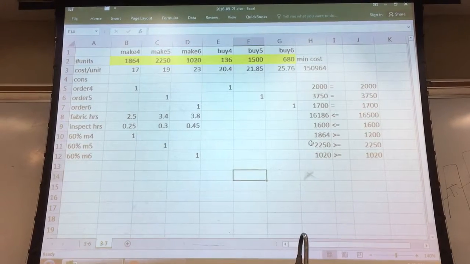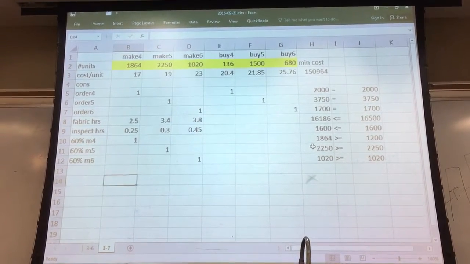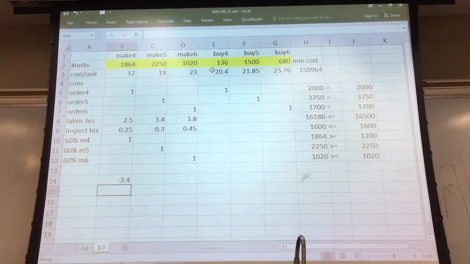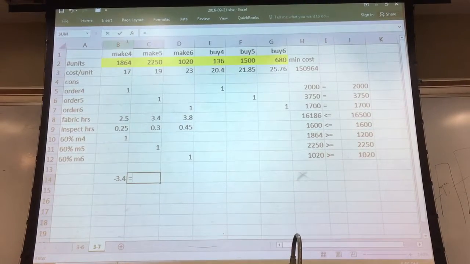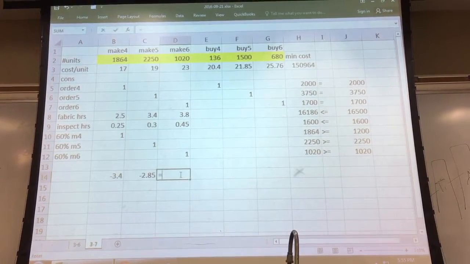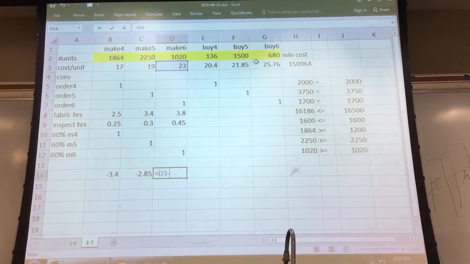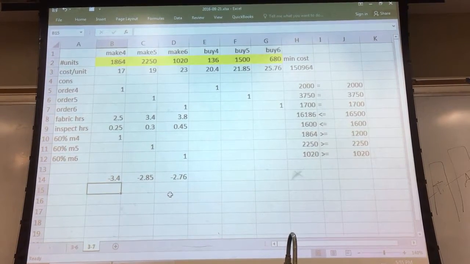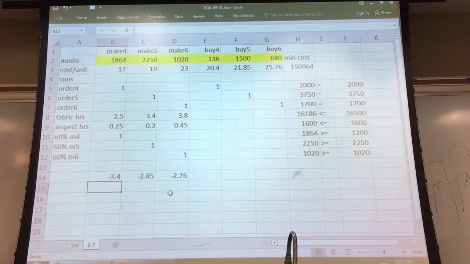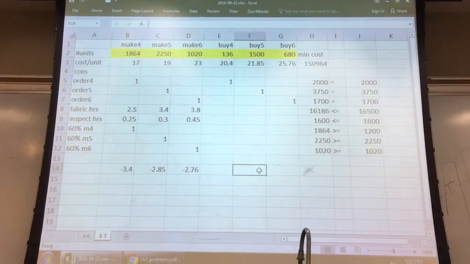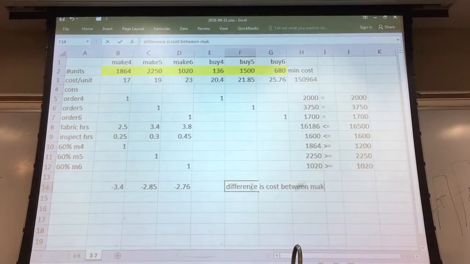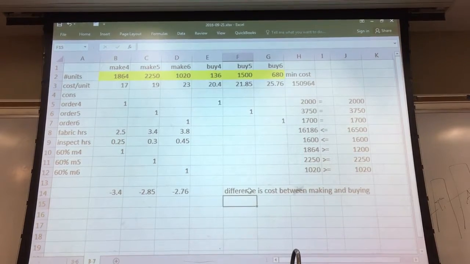16. Now, if you want to do analysis as a thought, why am I making so many 4s? Well, it's simple. What's the difference in cost between making it and buying it? It's $3.40, correct? What's the difference in cost between making a 5 and buying a 5? Only $2.85. And what's the difference between making a 6 and buying a 6? 2 cents. So therefore, where am I going to pay the biggest penalty if I buy? I pay the biggest penalty on the 4. Hence, I make as many 4s as humanly possible. Minor data analysis: difference in cost between making and buying. That's why this happened.